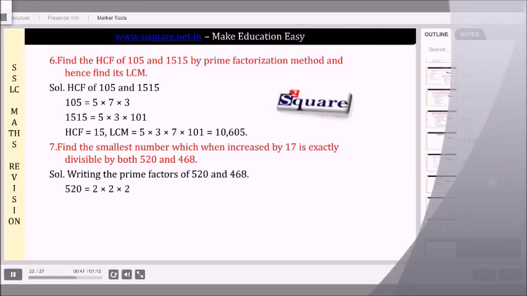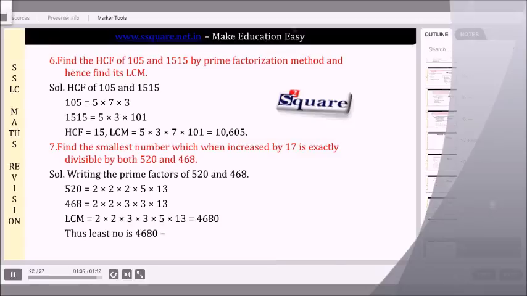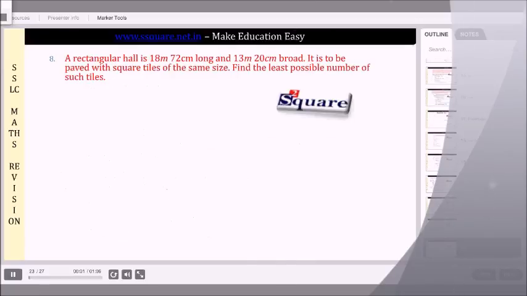So prime factors of 520 and 468. 520 is 2 cubed into 5 into 13. 468 is 2 square into 3 square into 13. So LCM is 2 cubed into 3 square into 5 into 13, which is 4680. So the least number is 4680 minus 17. So 4663.